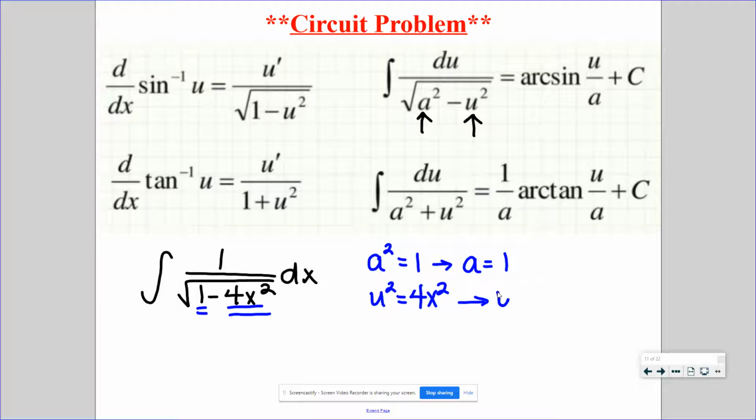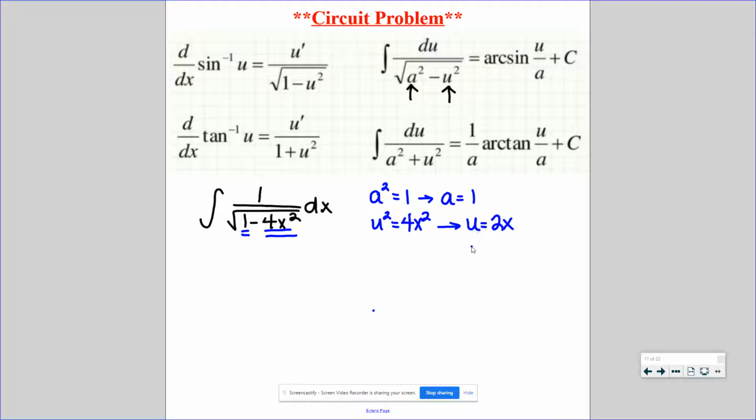You are also going to square root this equation. So if you square root both sides, you get u is equal to 2x. This is the u that you're then going to use in your substitution, okay? So you're going to say u is 2x. What is the derivative of that? The derivative of that is 2. Multiply by dx, and you get du equals 2 dx, okay? Which means you have 1/2 du is equal to dx.